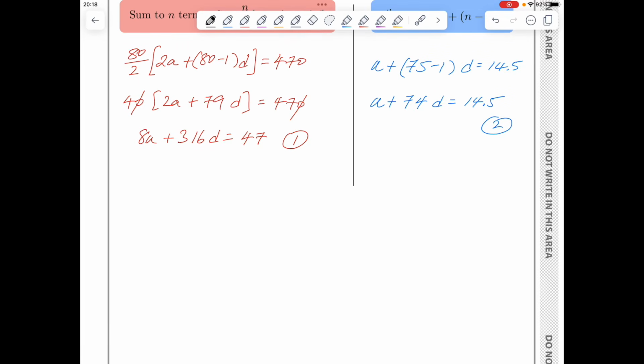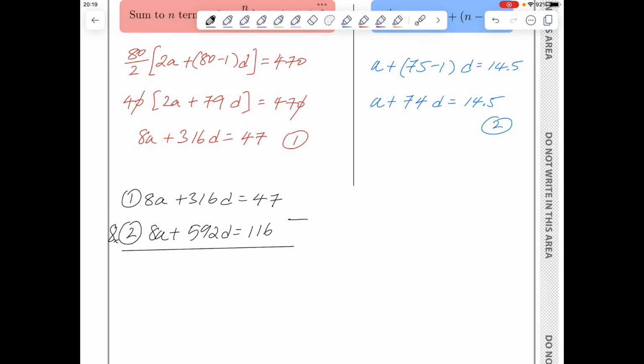So now I'm going to rewrite equation number 1, and then I'm going to take equation number 2, multiply it by 8, and get 8A plus 592D equals 116. So now I can subtract the two equations, and the 8A will cancel out. This will give me minus 276D equals minus 69. So D comes out to be a quarter, or 0.25.